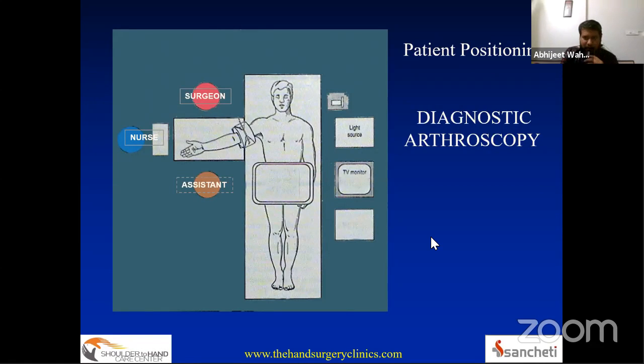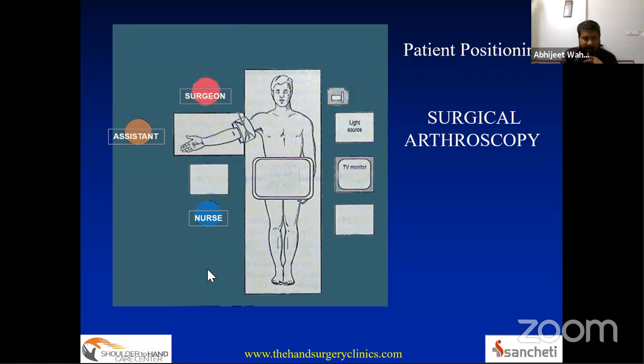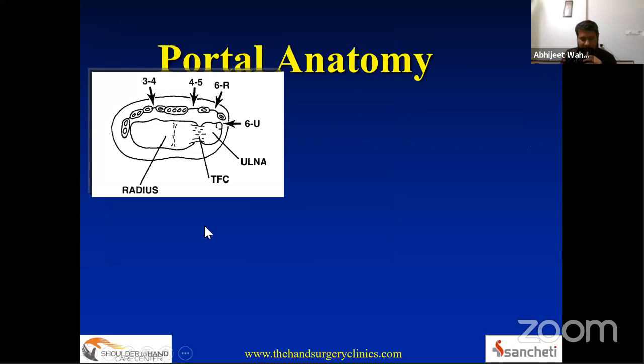So diagnostic arthroscopy, the patient positioning and the layout in the operation theater is illustrated in this particular schematic diagram. The assistant sits in front of the surgeon and the nurse is towards the end of the hand table, and your instruments will come and the TV monitor is on the opposite side. When you're performing surgical arthroscopy, you would want the assistant to hold the camera or the instruments every now and then for you. And therefore, the assistant is now at the end of the table and the nurse is in front of you when you're performing therapeutic wrist arthroscopy.